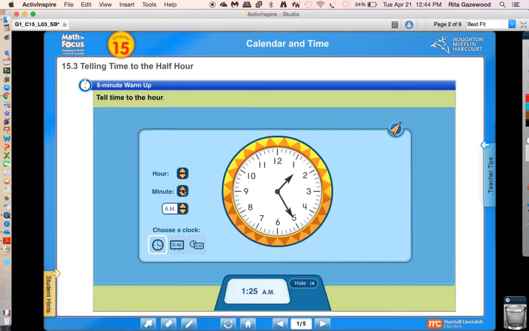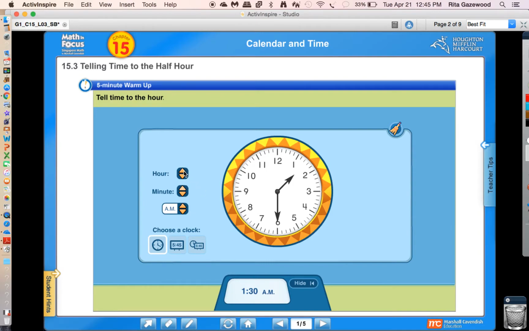Let's move the minute hand again. 1, 2, 3, 4, 5. Now the minute hand is pointing to the 6. 5, 10, 15, 20, 25, 30. So now we say it is 1:30. Now I want you to notice the minute hand. The minute hand has moved halfway around the clock. So we say this is half past 1 o'clock. Because it's past 1 now, it's half past. It's gone halfway around the clock. So we refer to 1:30 as half past 1 o'clock.